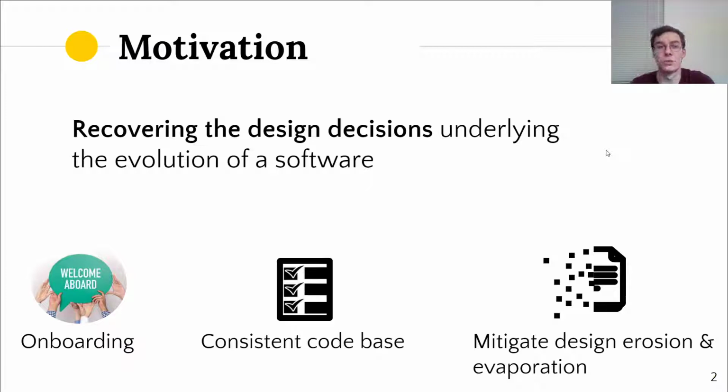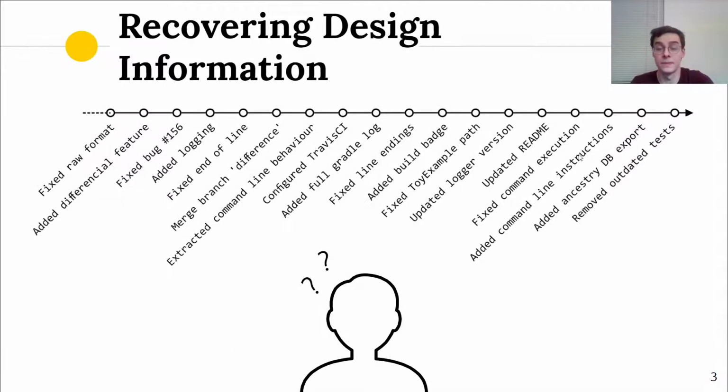Finally, it plays a crucial role in mitigating design erosion and design evaporation, where design information is lost over time for various reasons. Indeed, when developers leave the project, forget design information, or when the documentation, if it exists, gets outdated, it's much harder to have access to this information. Sometimes it's possible to recover it. One way to do it is to sift through version history, trying to look at significant design changes in the source code. However, this process is tedious, confusing, and very time-consuming.